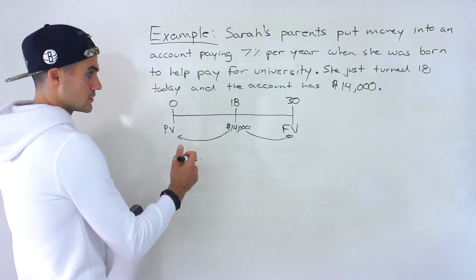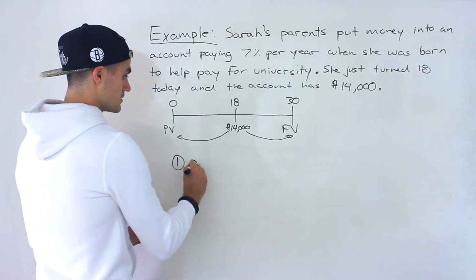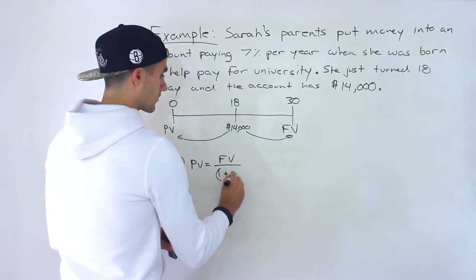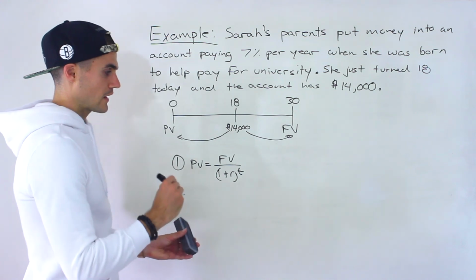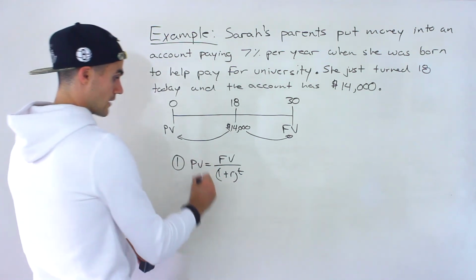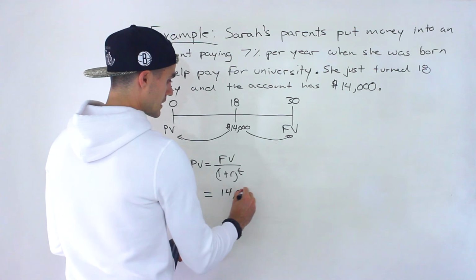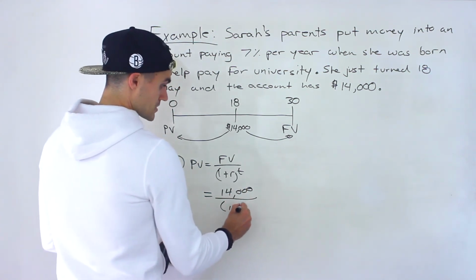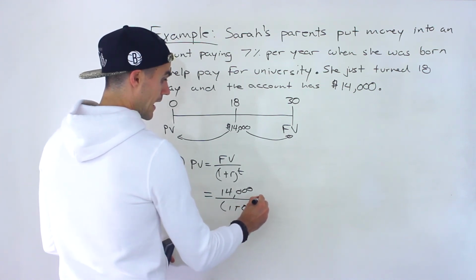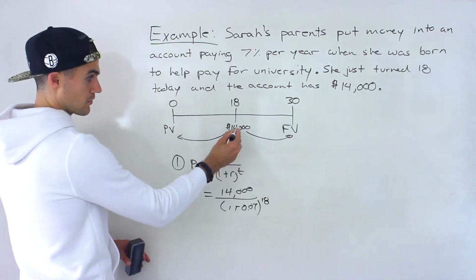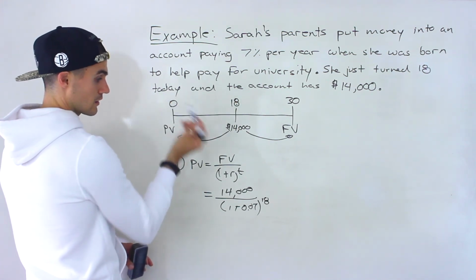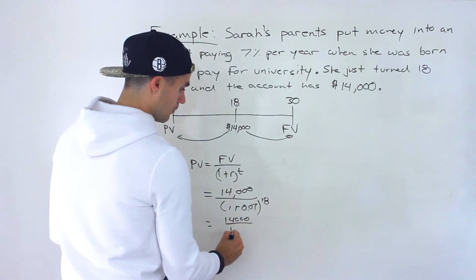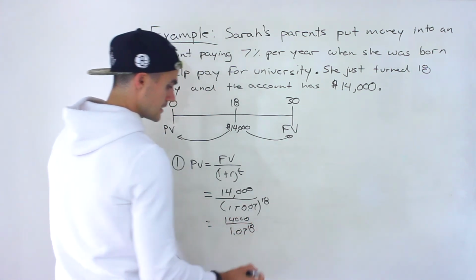So number one, present valuing it. Two ways to do it. We could do it algebraically. So present value is future value over 1 plus r to the power of t. Or we can do it with the financial calculator. I'm going to show you both ways. So algebraically, 14,000 over 1 plus 7%, 0.07 in decimals, to the power of 18. We're going to present value this by 18 years from here to here. So we'd end up with 14,000 over 1.07 to the power of 18.